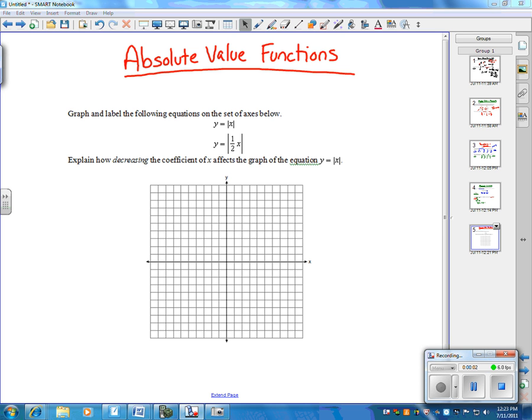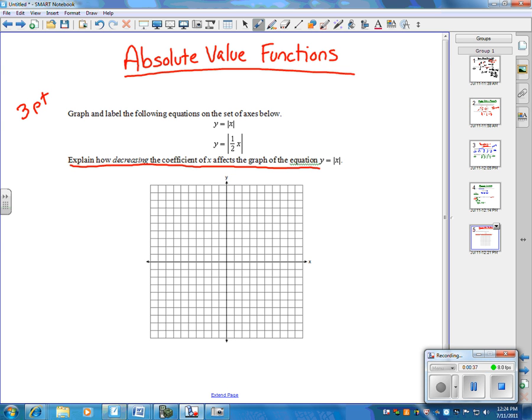Today we're going to look at absolute value functions. With absolute value functions, all my students last year did a really nice job of knowing what they look like, but this question was on the regions prior, and a lot of people had issues with the explanation part, how decreasing the coefficient would affect the graph. So we're going to look at this question because it's important to be able to voice your opinion and your facts in words. This was a 3-point question when it was done.